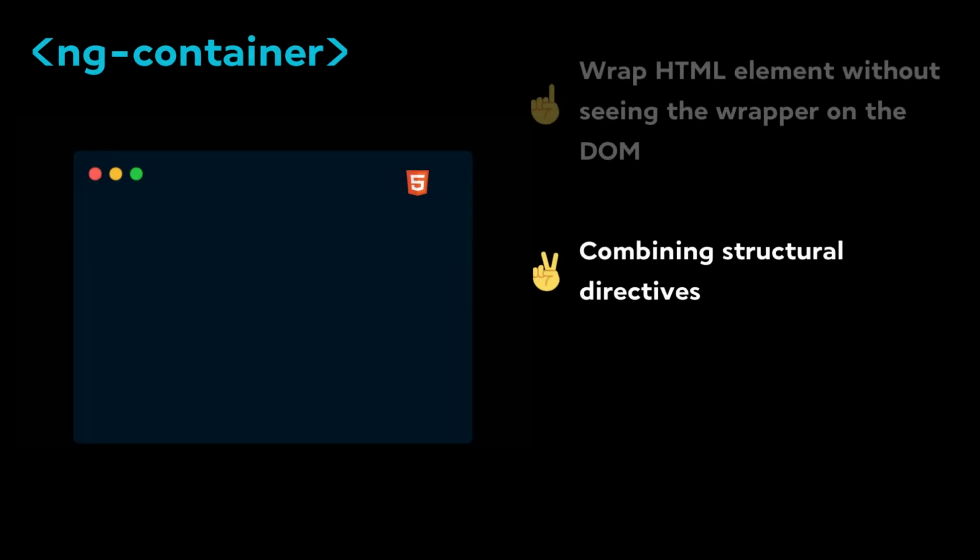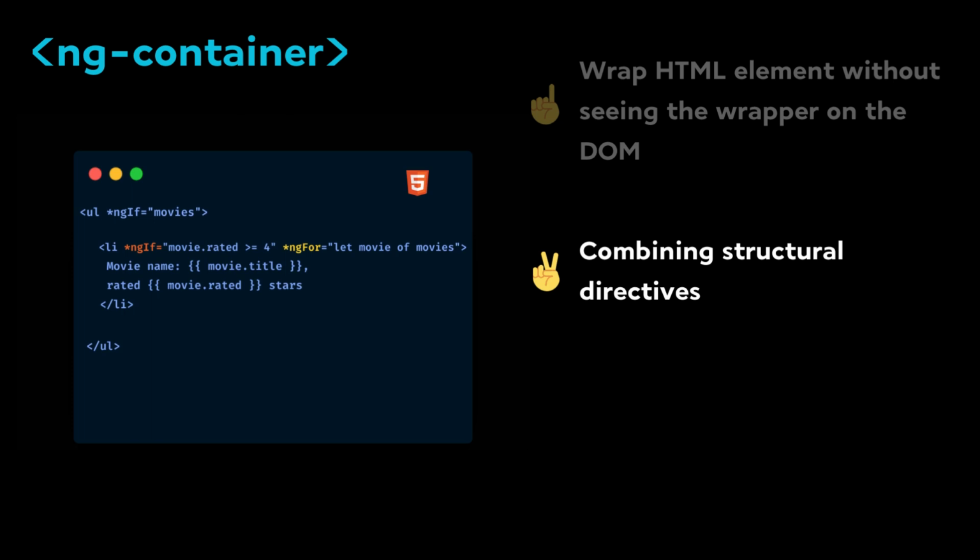Case 2 is when we want to use multiple structural directives. We haven't yet learned more about directives, but the following example is quite intuitive. I want to loop through my array of movies when it's available. Then I want each li element to be displayed only for highly rated movies. We want to keep our HTML semantic by using the ul HTML tag and the li tag for each movie. Combining two structural directives is not possible in Angular.